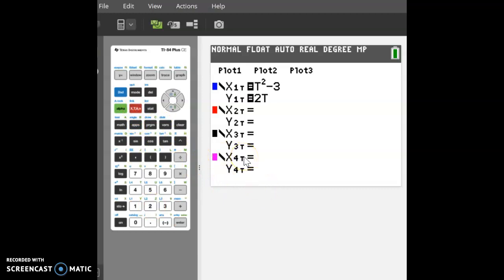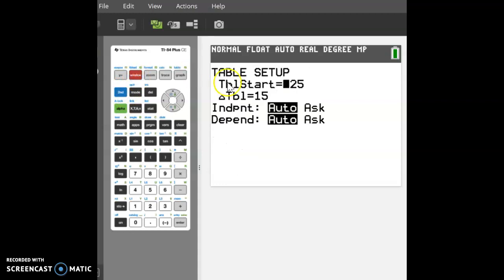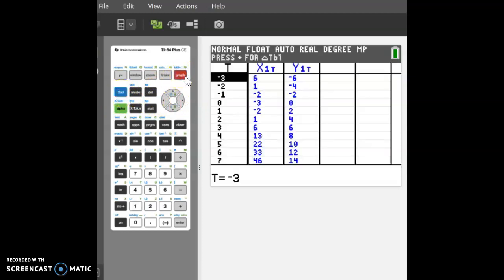Now, there's a few things that we're going to have to do. We want to go to our table, and one of the things we want to do is copy our table down. So we're going to go to second window, because that's our table setup. We want to start our table at -3, since our t values are going from -3 to 3, and we increase each time by 1. That's the first thing we can do to make our lives easy: we can find our table values. So now we go to second table, and oh my, we have all our values. All we have to do now is write them down.